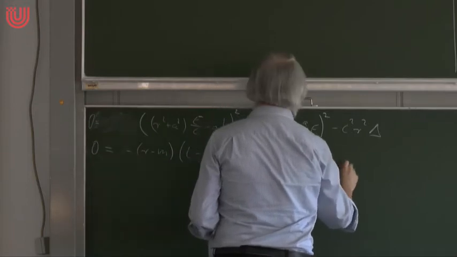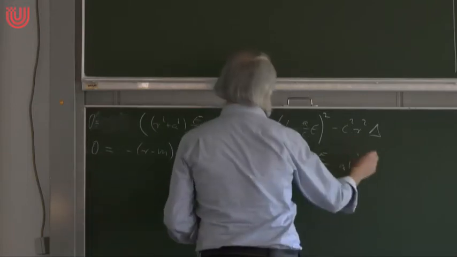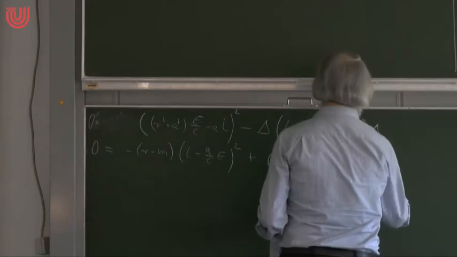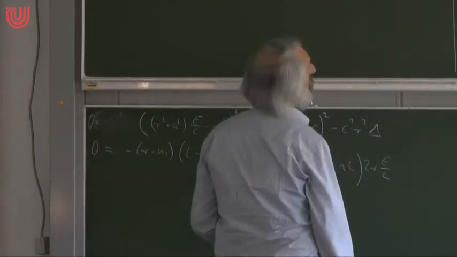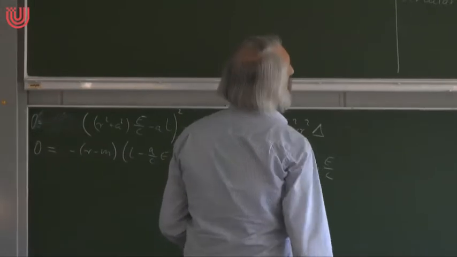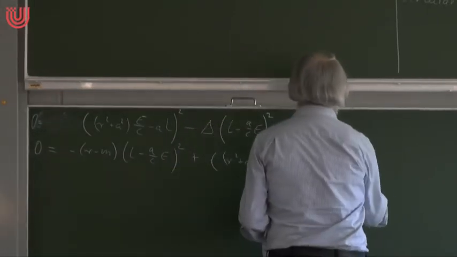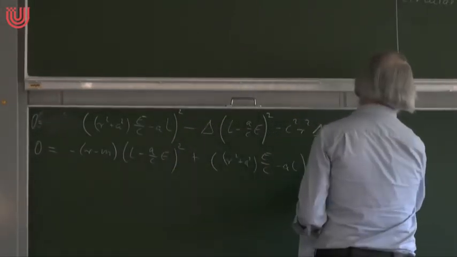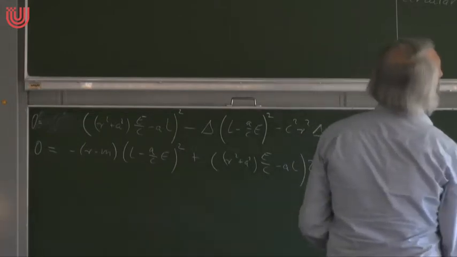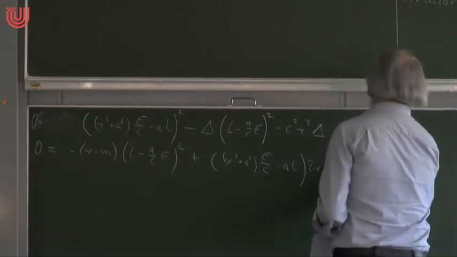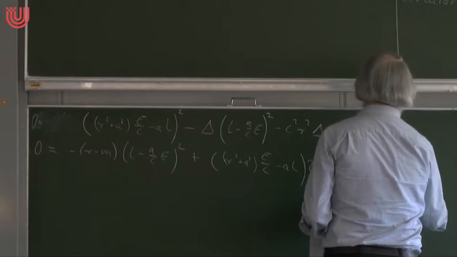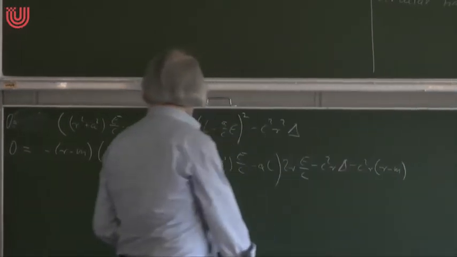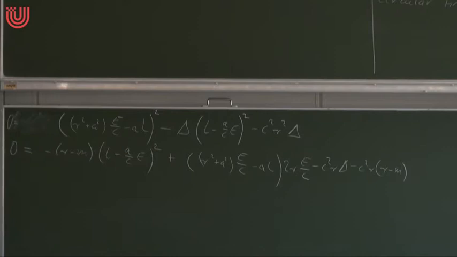E over C minus AL times 2R E over C minus C squared R delta minus C squared R squared R minus M. Okay, so what do these two equations tell us?